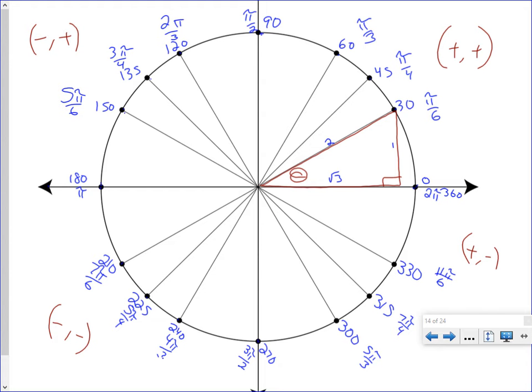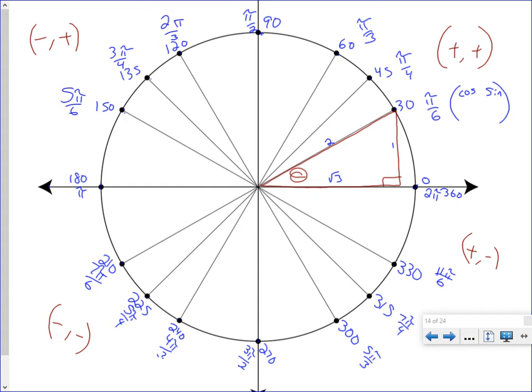Adjacent is your what? What trig function is your adjacent? Cosine. Your vertical is your sine. So what happens here is that you get ordered pairs. You'll have ordered pairs going around for your cosine and the sine value for every trig function. Because your cosine values are your horizontal, they're your x values. Your sine values are your verticals, your y values.